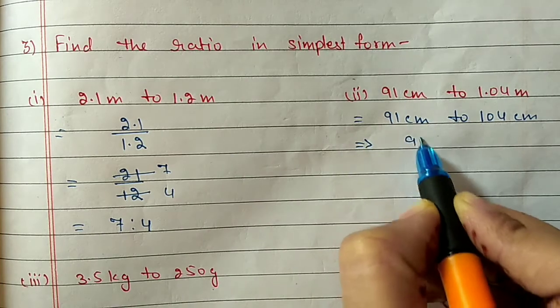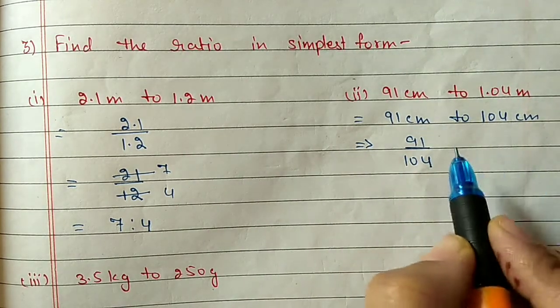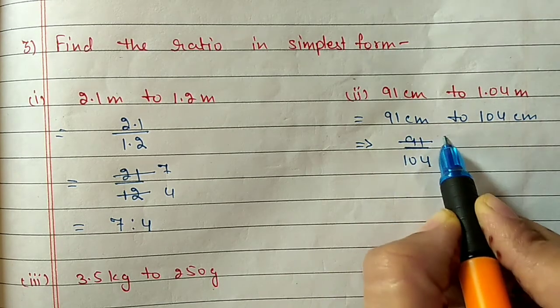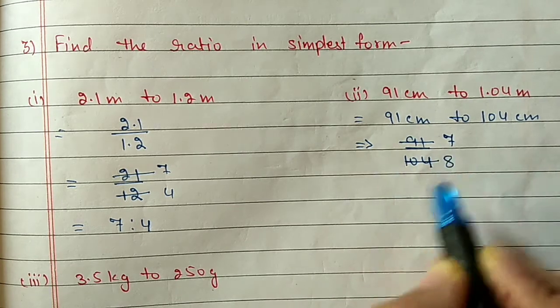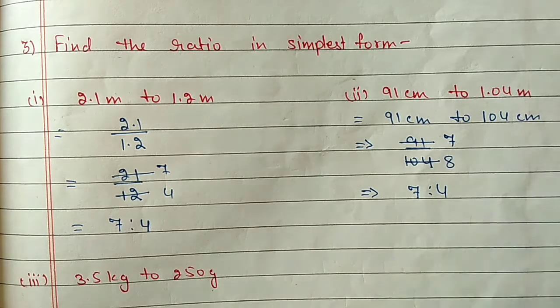Now we can write it like this, 91 by 104. And we have to do the cancellation. These numbers will go by the 13 table, 13 7s are 91 and 13 8s are 104. So the simplest form of the ratio is 7 is to 8.